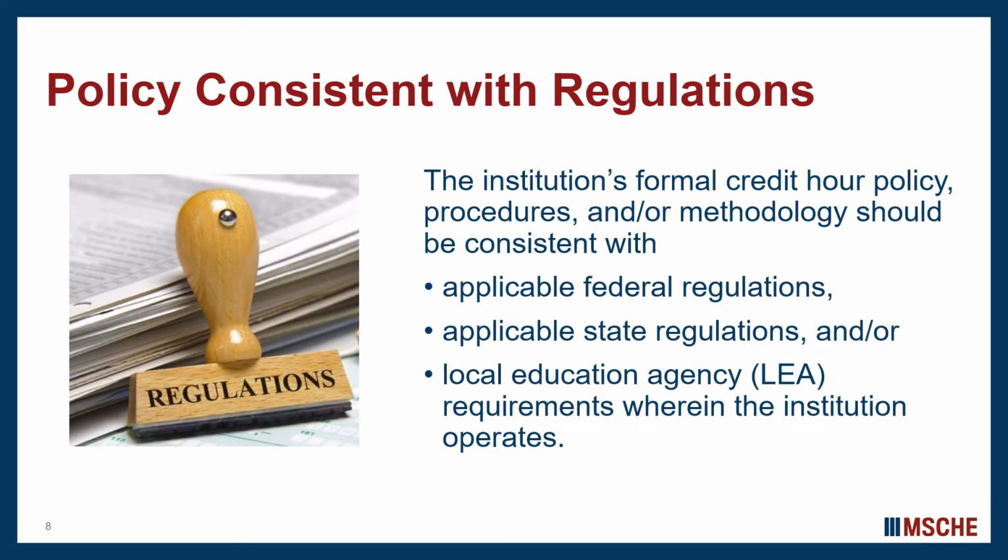As they develop the credit hour policy, institutions must be aware of applicable regulations, such as federal and state regulations, and ensure compliance with them. Institutions must also be aware of local education agency regulations to ensure compliance as well. For example, institutions that are members of a university system are responsible for adhering to those system regulations.